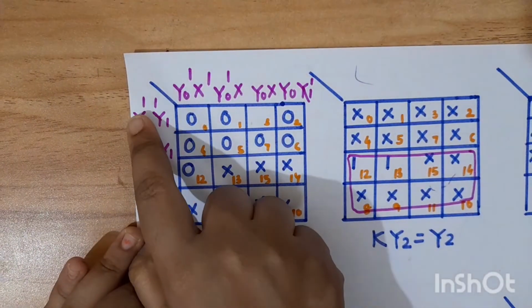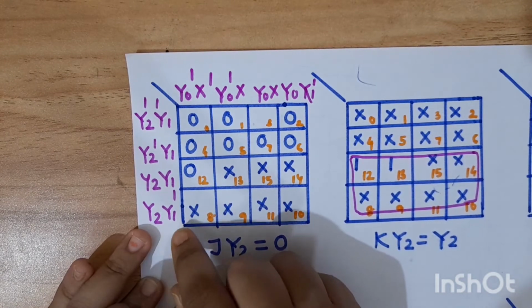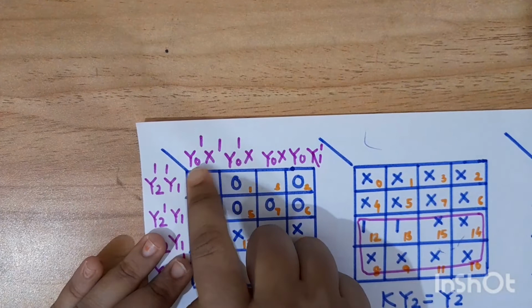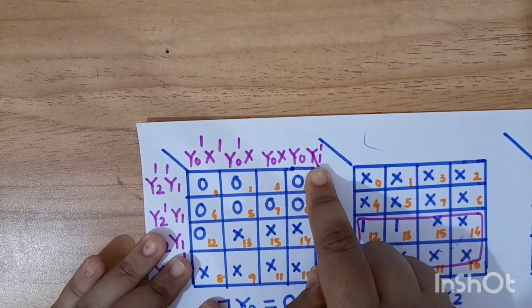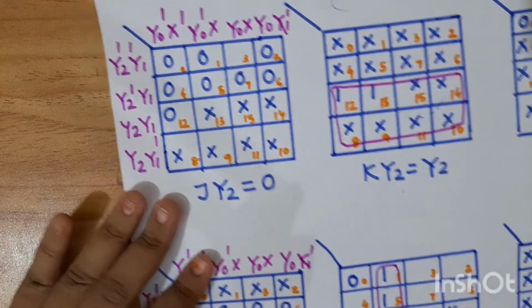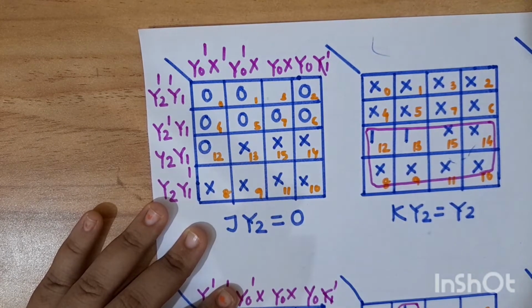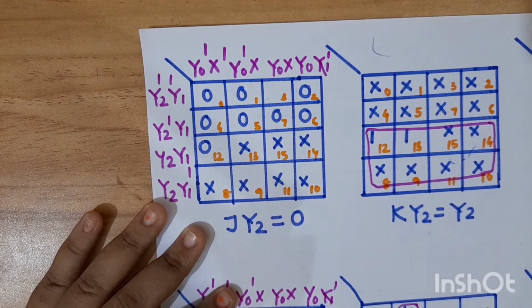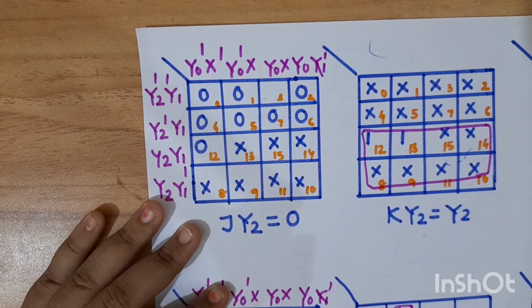So y2 dash, y1 dash; y2 dash, y1; y2, y1; y2, y1 dash. Here it is y0 dash x dash, y0 dash x, y0 x, y0 x dash. This is how we have done it. For the unused states 15, 14, 8, 9, 10, 11, I have put the cross, the don't care. For the don't care states in the beginning, because there were 5 states, so 3 states were not used, I have put those in the beginning only.